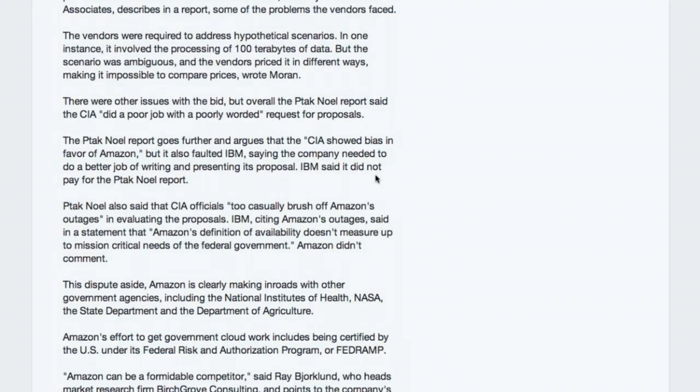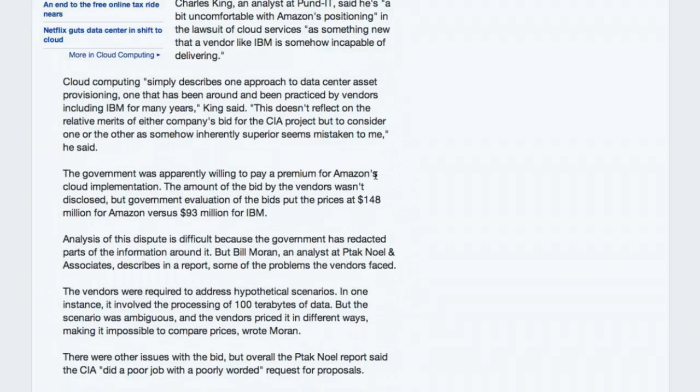I don't know. Yeah. And a quote here from the analyst: the vendors were required to address hypothetical scenarios. In one instance, it involved the processing of 100 terabytes of data. Well, what does processing mean? Does it literally mean storing it all in something like Amazon S3 so it's redundant? Or does it actually mean doing something to it, and doing what to it? Is it video footage? Is it text files? Is it phone calls? Is it audio? How quickly do you need to be able to do it? Is it 100 terabytes of data a day? Right. But the scenarios were ambiguous and the vendors priced it in completely different ways, making it impossible to compare the bids. And so they just picked Amazon.